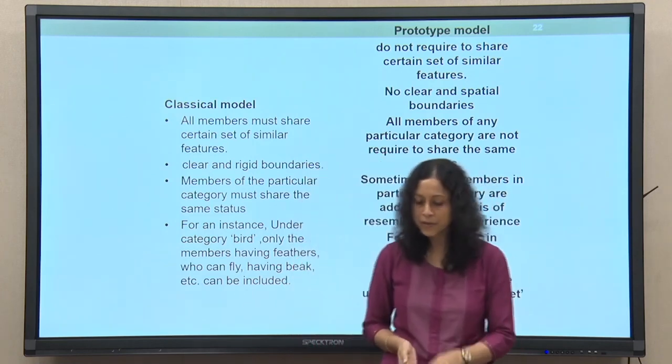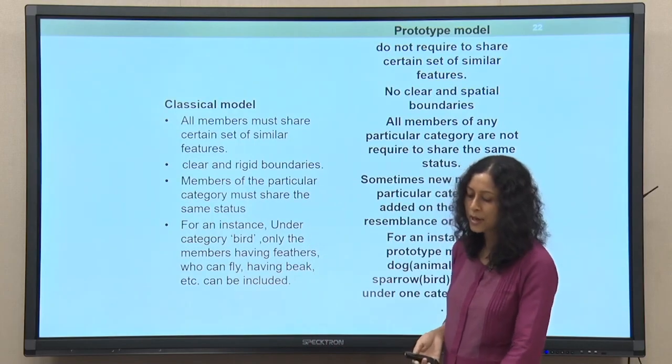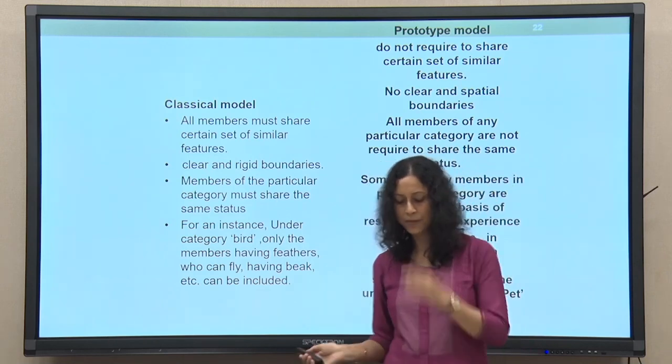In the classical model, you can see all members share the same set of features. In the prototype model, they do not require to share the same set of features. The best examples have all the features, the others may not. In the classical model there is a clear and rigid boundary; on the other hand, in the prototype model there is no clear and rigid boundary, and so on and so forth.